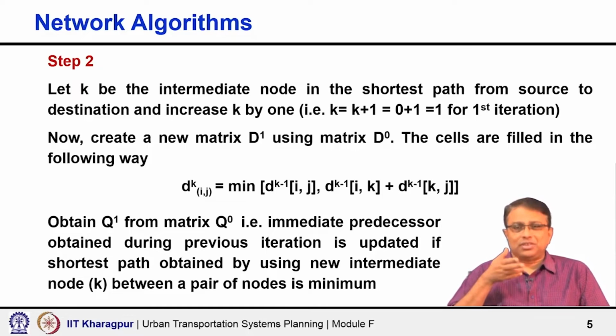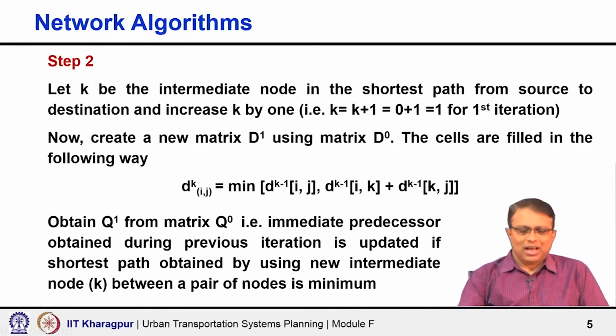If I am going for the first iteration, then it is d 0 i j; for the second iteration it will be d 1 i j; for the fourth iteration, it will be d 3 i j; for the fifth iteration, the fourth iteration value. So whatever best value I have so far, I am comparing that with another value. What is that other value? It is d k minus 1 i k plus d k minus 1 k j.